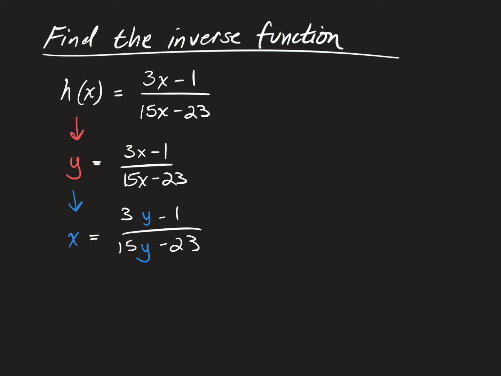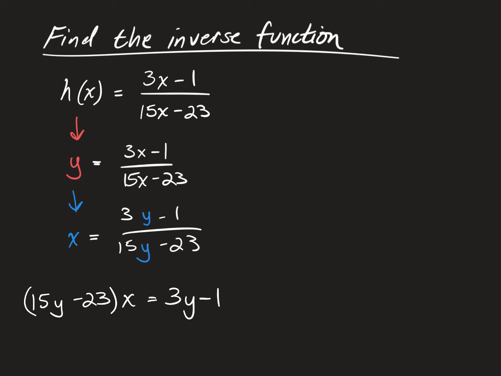Solve for y. How the heck are you supposed to do that? Well, when you're starting out with a rational function with more than one x, you do the first two steps fine, but then you have to multiply both sides by this denominator. So that will look like 15y minus 23 times x equals 3y minus 1. And still, we cannot solve for y right now. We have to have exactly one y in our equation somewhere in order to solve for it.